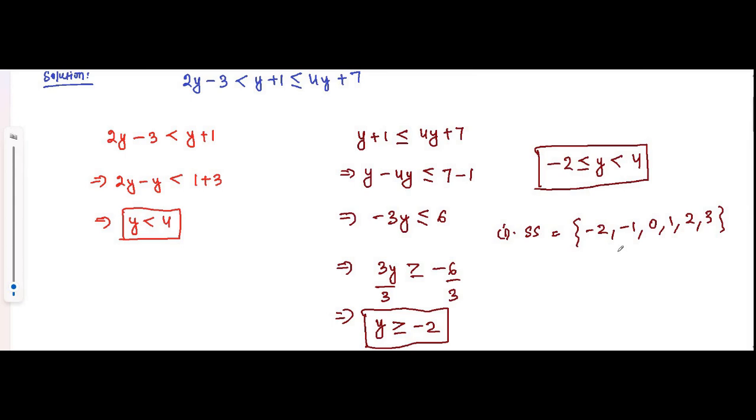Okay, and for the second bit we have to write it in this format. The solution set for the second bit is y, such that minus 2 lesser than or equal to y lesser than 4, and y belongs to the set of real numbers. This is the format in which you write the solution set.